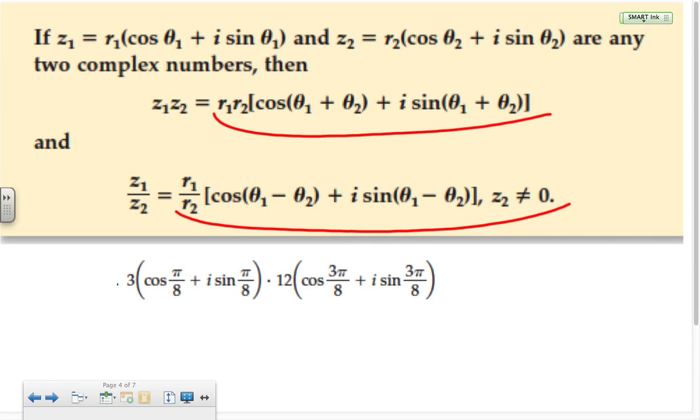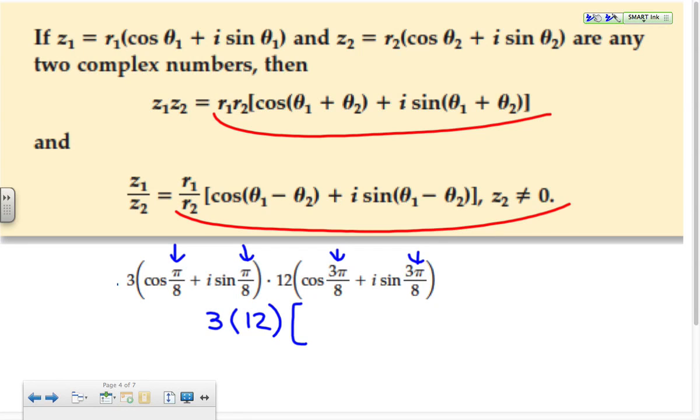So, if you would like to see how it works, try doing it with your sine and cosine formulas that we learned before, and it will still work out. That's only if you really want a challenge. So, if I'm doing Z1 times Z2, I have R1 times R2, 3 times 12. Then I have cosine of theta 1 plus theta 2. This is theta 1, and this is theta 2.